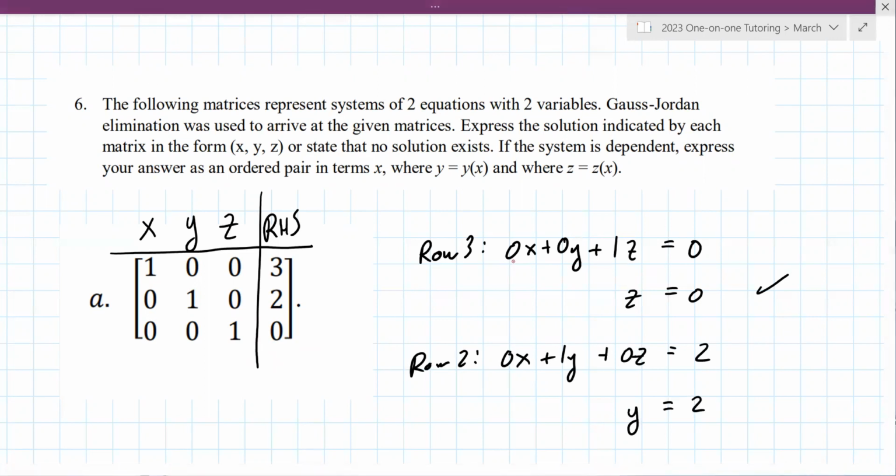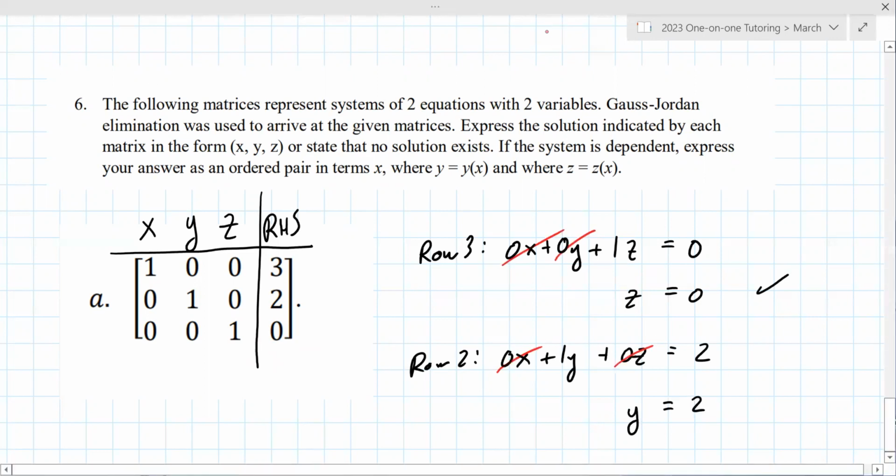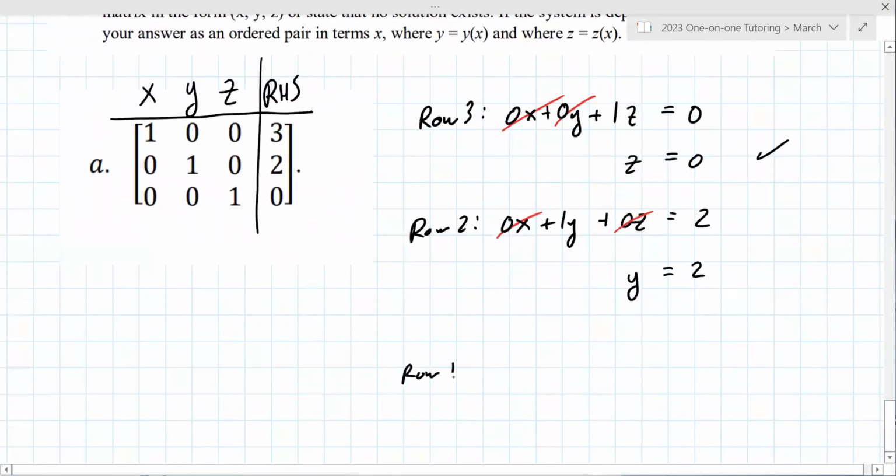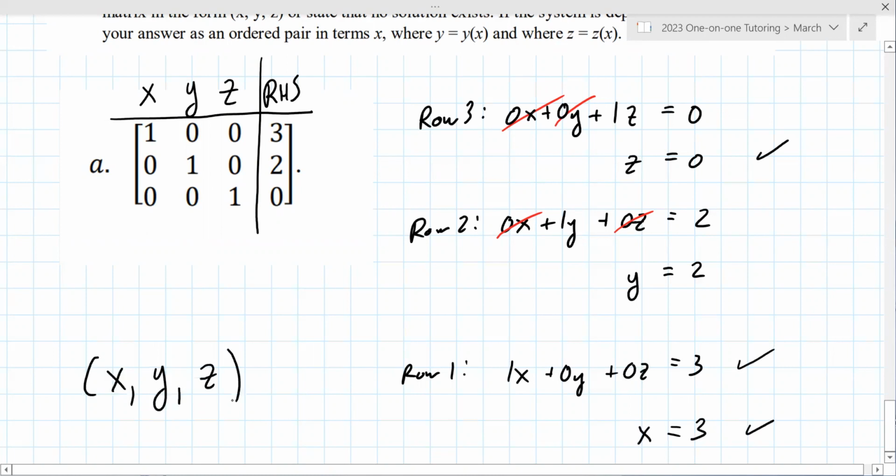At some point you stop even writing the ones with 0, but it might be good to do that for the test just to be solid here. 1x plus 0y plus 0z equals 3. X equals 3. So your final answer is X, Y, Z, but this time we have numbers, so you can go 3, 2, and 0. Yes. Okay.